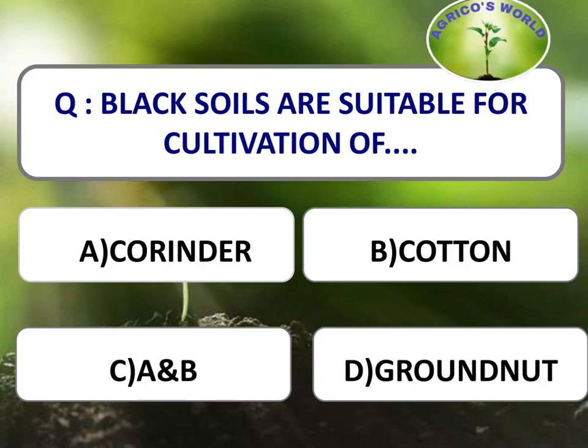Black soils are suitable for the cultivation of which crop? Usually when we come to the black soils, cotton is predominantly grown and along with that, coriander is also grown and it is suitable for the cultivation.